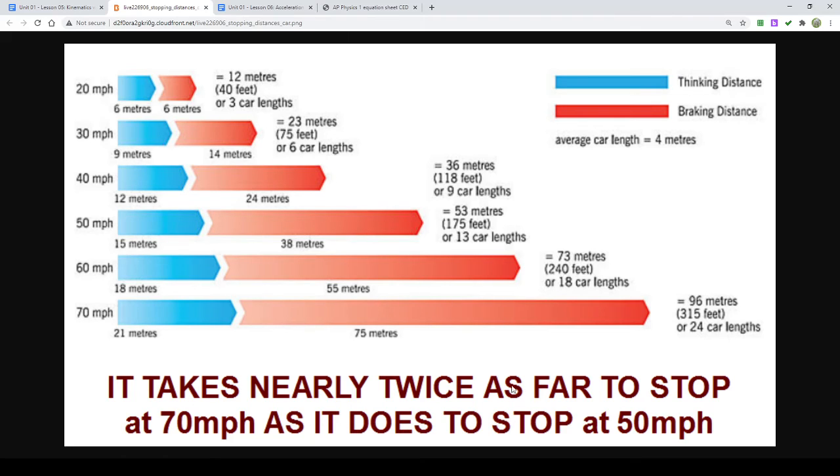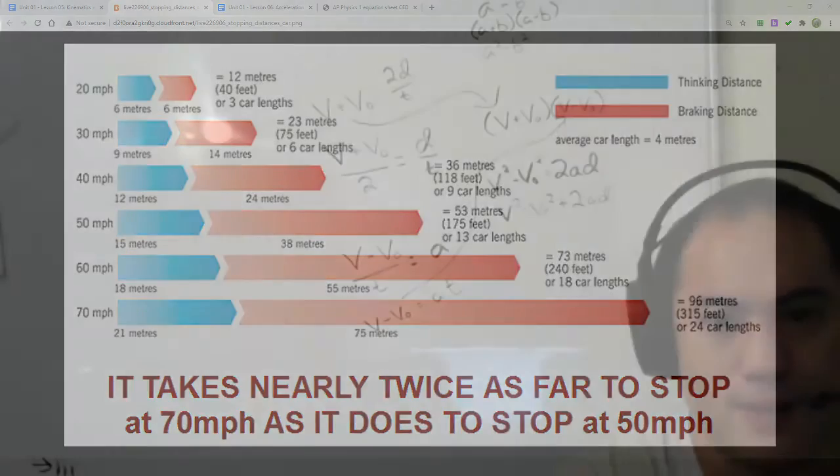It takes nearly twice as far to stop at 70 miles an hour as it does to stop at 50 miles an hour. 70 miles an hour is not double 50 miles an hour, but 70 miles an hour is about square root 2 times 50 miles an hour. So when you square the square root 2, that's how you get double the distance to stop at 70 miles an hour compared to 50.